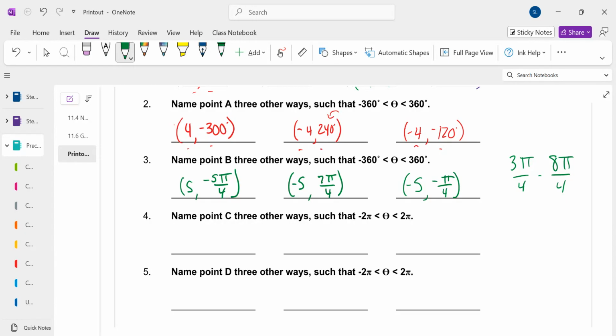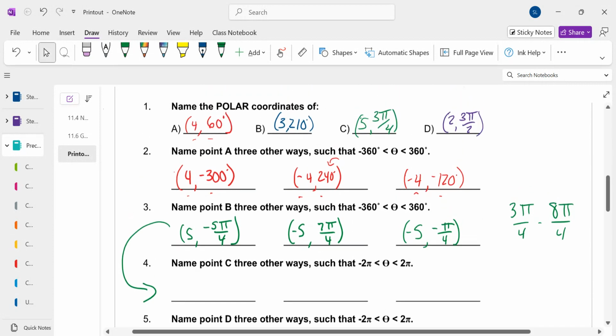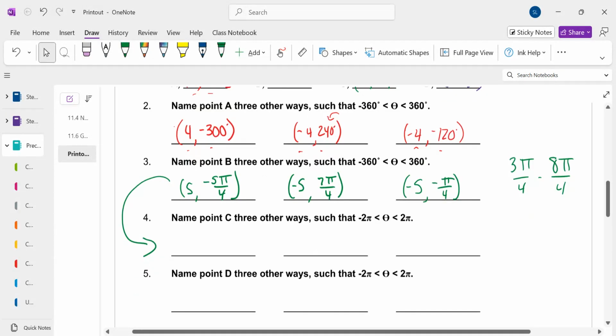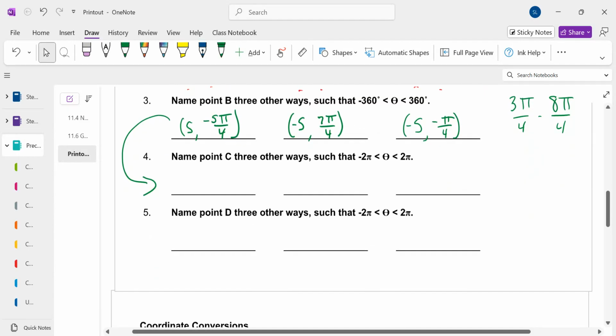So go ahead and try. Oh, I'm sorry. These should all be going down here for point C. Can you guys try point B and D? You can check the answer key that I posted. So go ahead and pause it, and then I'm going to move on to the next page.